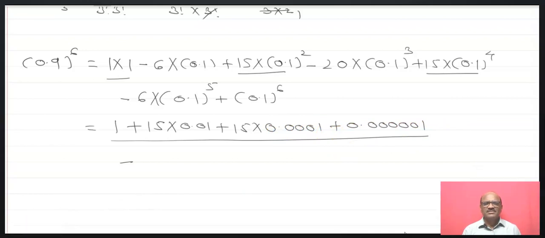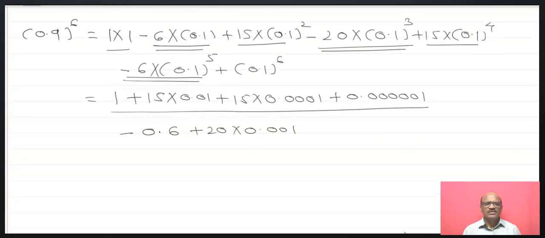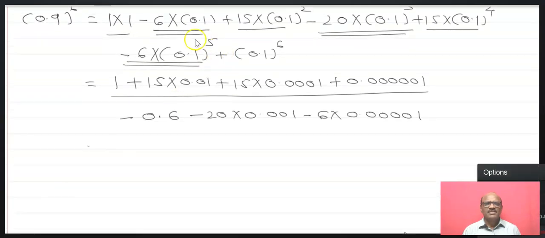Now the negative terms, 0.6, 20 into 0.001. These are the negative terms. All the negative terms are here. This is the first one. This is the second one. And the 6 into 0.1 raised to 5. This we have not considered here. Now we'll add here.